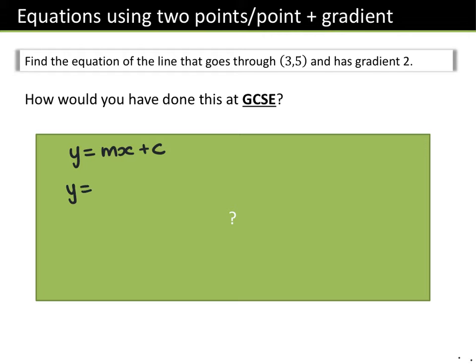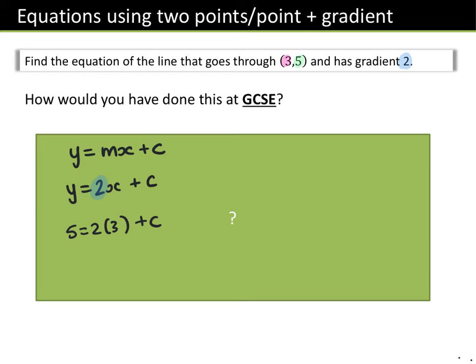So y equals, and in this case our gradient is 2, because it's told us, 2x plus c, okay? It's told us the gradient is 2, so I can substitute that in. And then we're given a point. Now we know when x equals 3, y must equal 5. So I can substitute them in: 5 equals 2 lots of 3 plus c, okay?